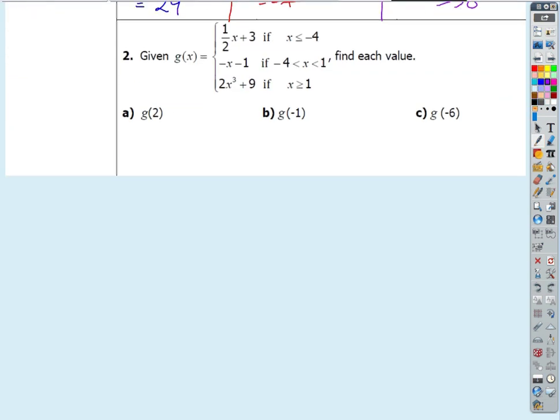Go into the bottom equation. Bottom one, everybody agree? Because 2 is greater than or equal to 1. Okay? Say it again. Oh, wait, sorry. Yeah, -4, there you go, okay.